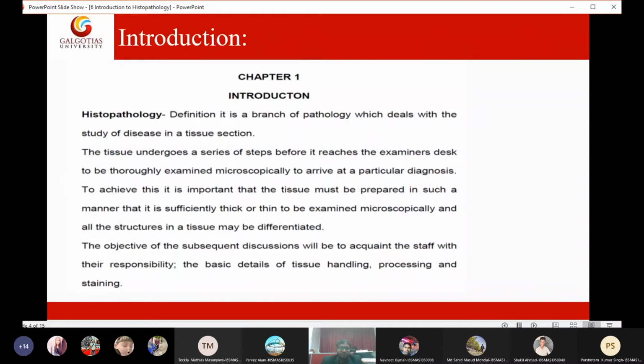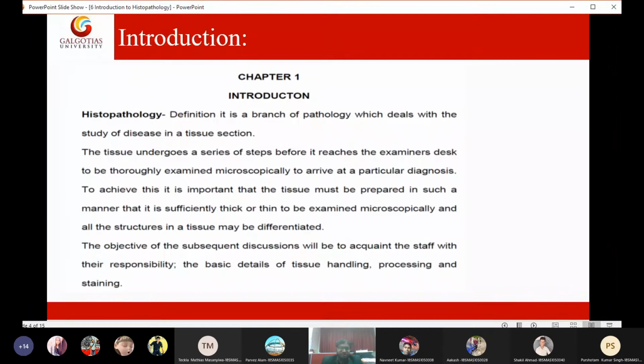In the introduction, it is a branch of pathology. Histopathology is a branch of pathology which deals with the study of disease in a tissue section. How will you get the tissue section from the tissue? The processing is there, and we will discuss that.